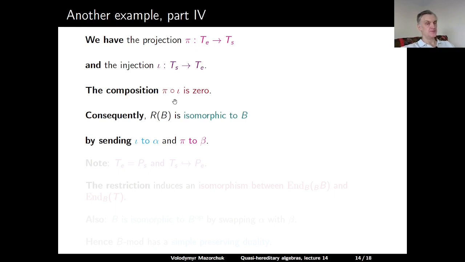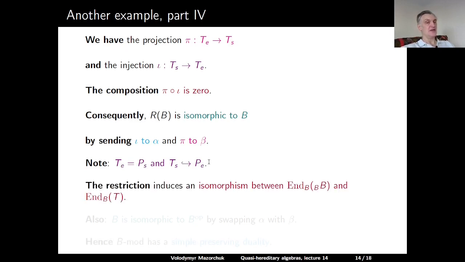So it follows that the Ringel dual of our algebra B is actually isomorphic to B. There is a different way to look at this. We know that Te is equal to Ps and that Ts embeds into Pe. So given any endomorphism of Ps plus Pe, we can restrict it to Te plus Ts.